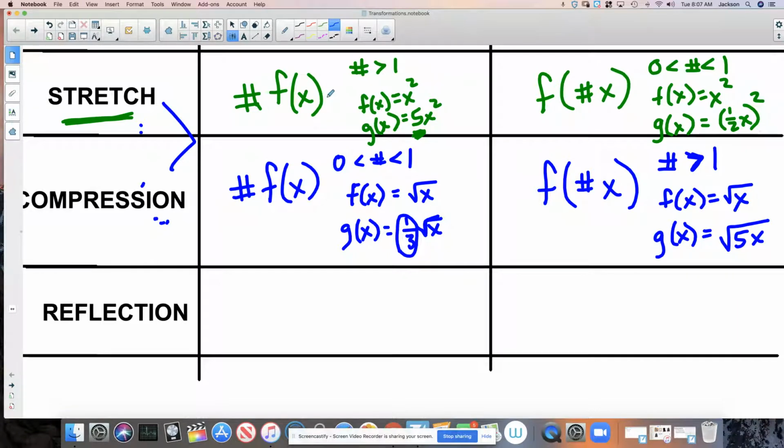Okay, our last and final transformation, if you've watched these from the beginning, is our reflection. Okay, a vertical reflection, right? When you think about that, this is really a flipping of the graph. So when we flip a graph vertically, we flip it over, right? And when we flip a graph horizontally, we flip it from left to right.